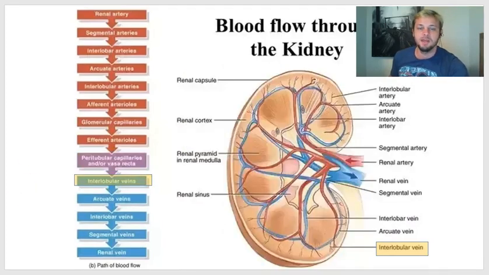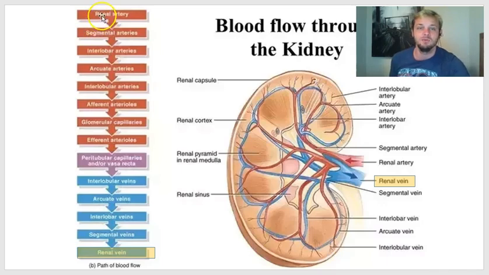All right, and then we come out. After that capillary bed, you go to your interlobular vein, and then you just follow it down to your arcuate. From the arcuate to your interlobar. So these ones right here, right? Arcuate makes the arc. Interlobar are the ones going around the medulla pyramids. And then you get your segmental veins, anterior, lateral, inferior, leading to the renal vein. And that is the blood flow through the kidney.